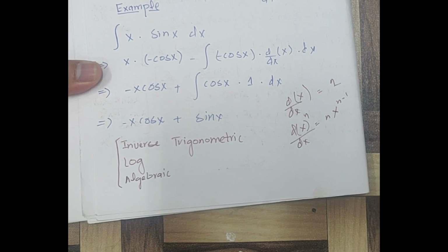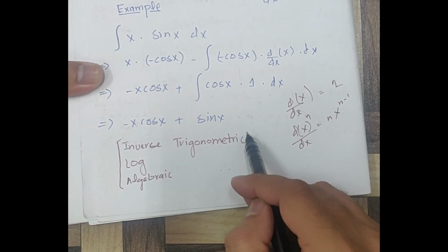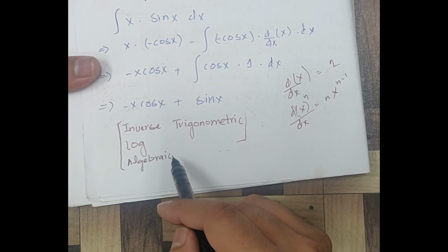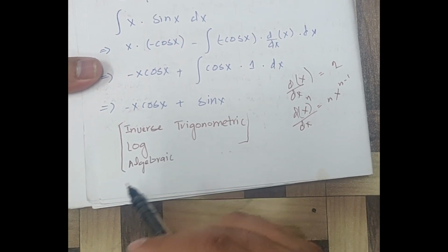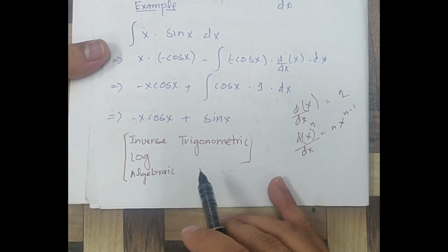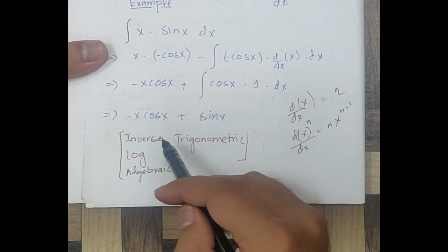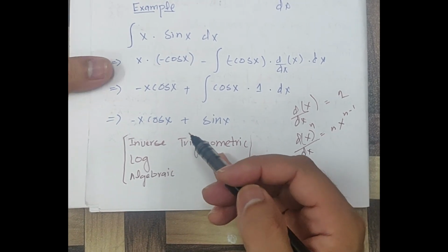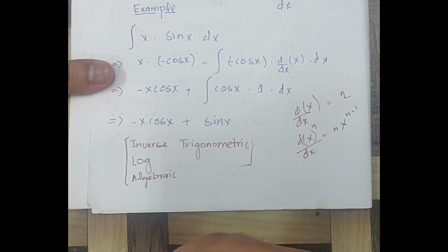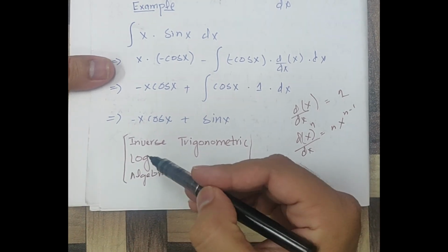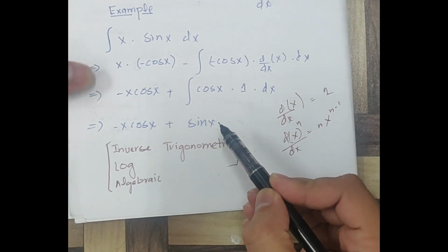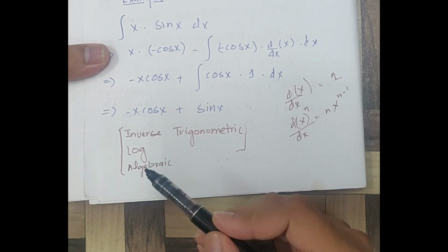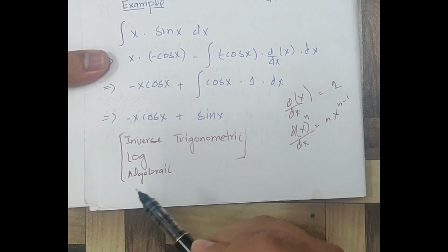And if neither of these two is involved in our integral, then we will use algebraic expressions as the first function. The reason is that the derivatives of inverse trigonometric functions do exist, and the derivatives of logarithmic functions do exist, but the integrals of these functions do not exist.